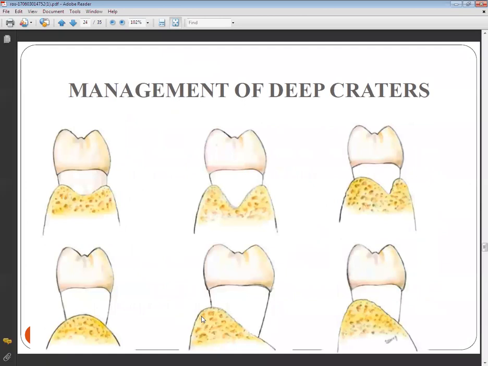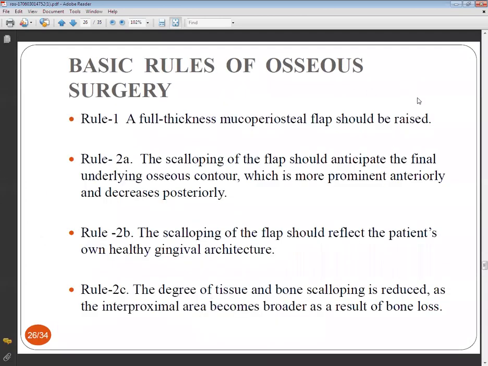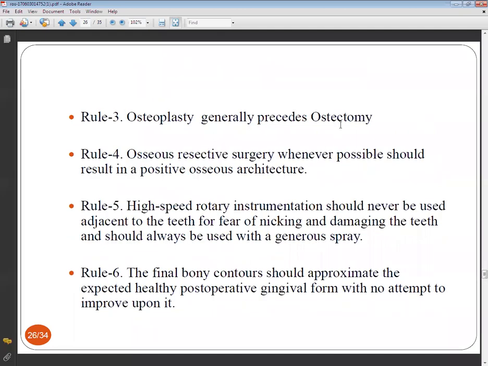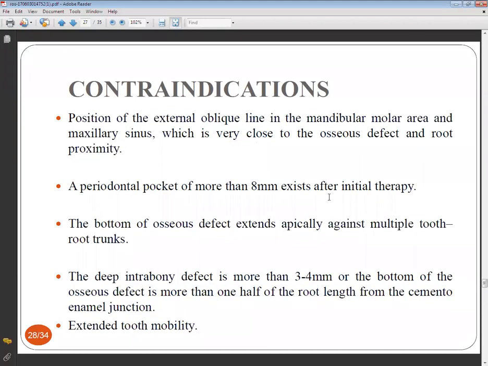So the surgical procedures are basically: you have to anesthetize the area and reflect a full thickness flap. The scalloping of the flap should follow the proper recontouring of your osseous structure. So once you recontour your underlying bone, just place the flap on that bone and suture it.